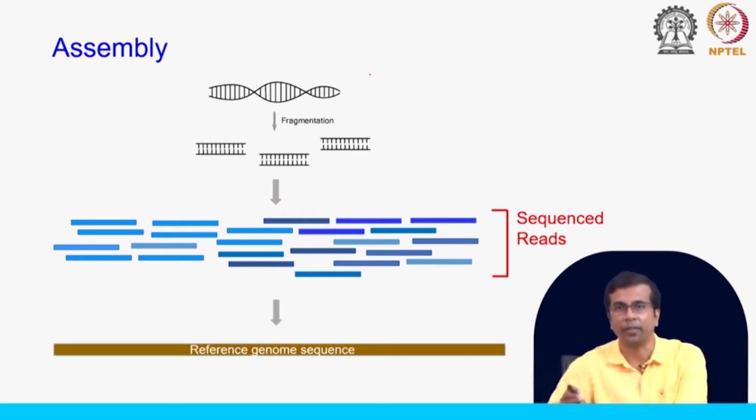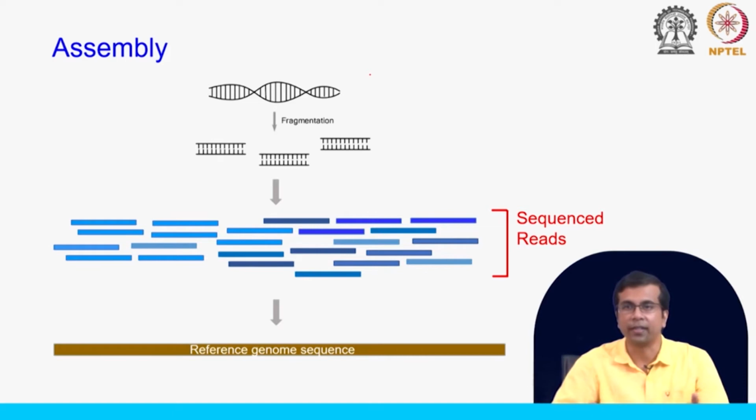So, that is the problem, right. This is the assembly problem. We have to get the reference genome sequence. Of course, I am showing this as one single stretch of DNA, it is not. If you are talking about eukaryotic or mammalian genomes, you have multiple chromosomes. So, the idea is to get those chromosome sequences from this read data. So, this is the problem.